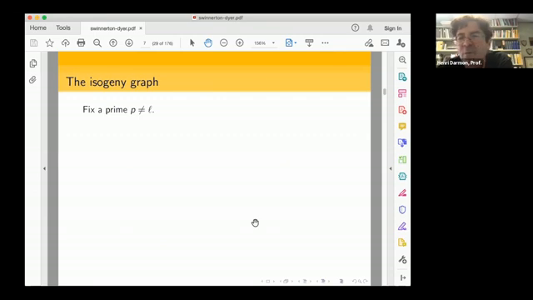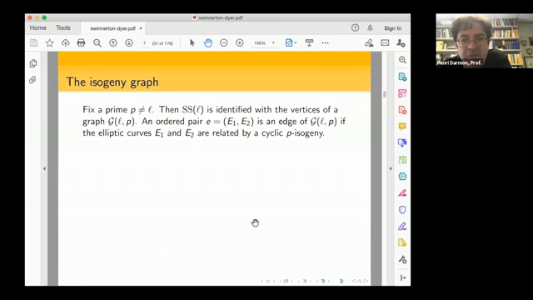It can also be viewed as the set of vertices of an infinite collection, in fact, of graphs. So if p is a prime different from L, then I can identify SS_L with the vertices of this graph, which I'll call G(L,p). And simply, it's defined by decreeing that an ordered pair of supersingular elliptic curves in characteristic L is an edge of this graph precisely if the two elliptic curves are related by a cyclic p-isogeny.